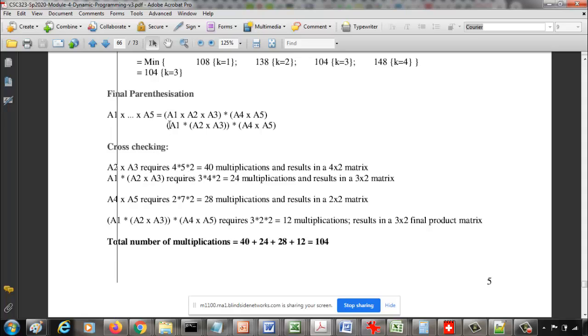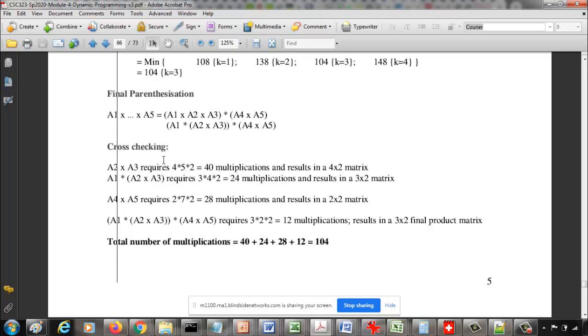So that is the dimension of A1, A2 and A3. Now A4, A5. A4 is 2 by 7, A5 is 7 by 2, so it's like 2 times 7 times 2, 28 multiplications. And the product A4, A5 is going to be a 2 by 2 matrix. So now we have A1, A2, A3 is a 3 by 2 matrix. A4, A5 is a 2 by 2 matrix. So we multiply these two subchains to get the overall chain multiplication value. So it's 3 by 2 times 2 by 2. That's going to be a 3 by 2 final product matrix.